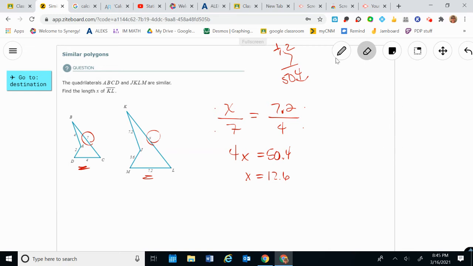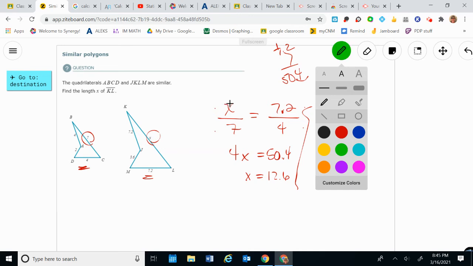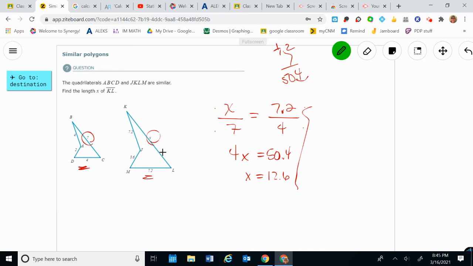Now, don't get all stressed out about which side to pick, because I want to show you something. Just remember the rule of samey, same. Let's say you decided, oh, wait, I want to do these two sides instead. I could have done x over 7.2. This is all large, this side over this side, and then I could have put that equal to 7 over 4. I could have put the same two sides.